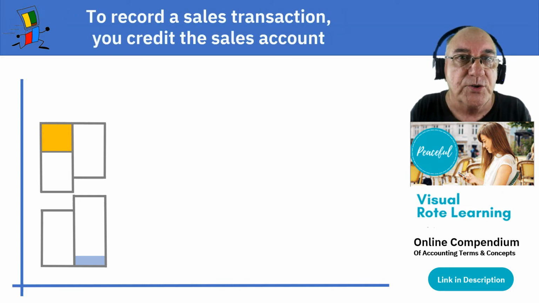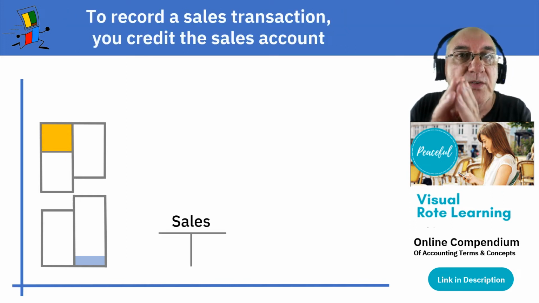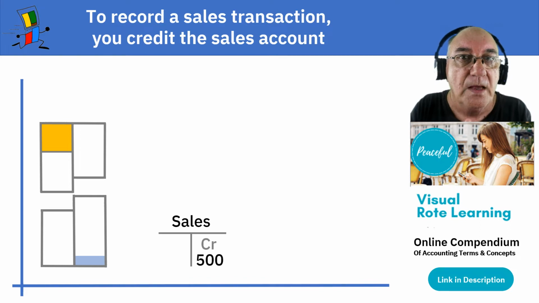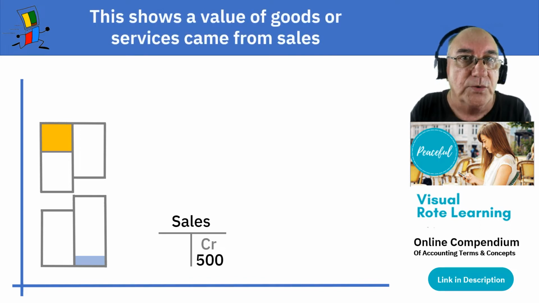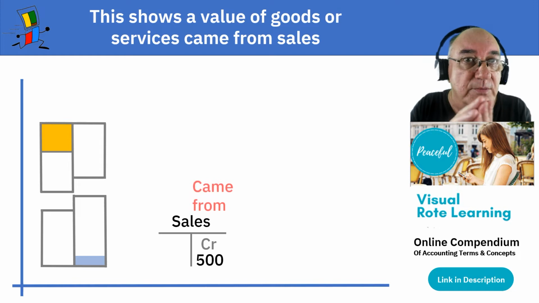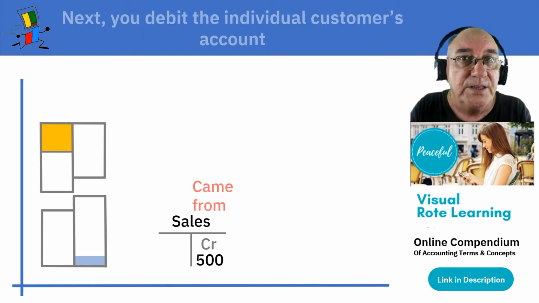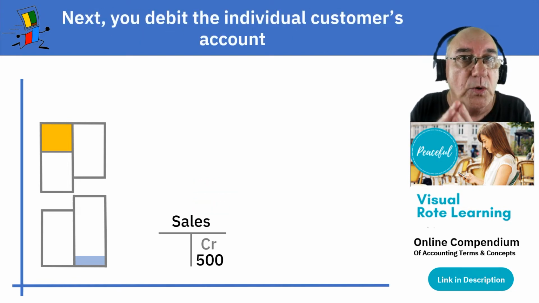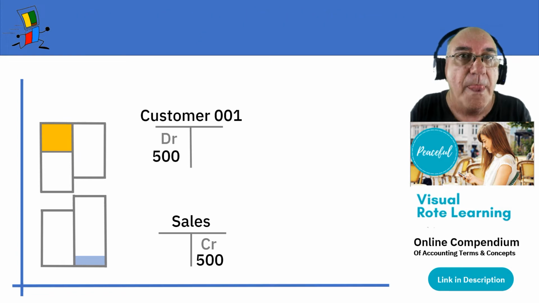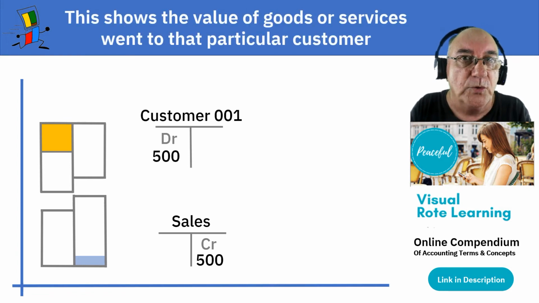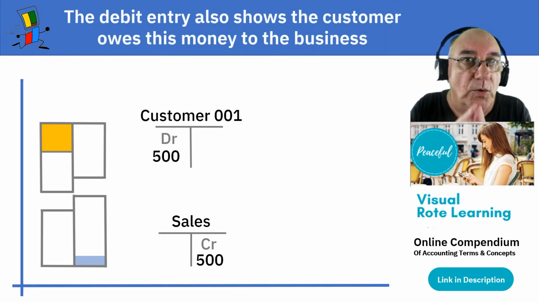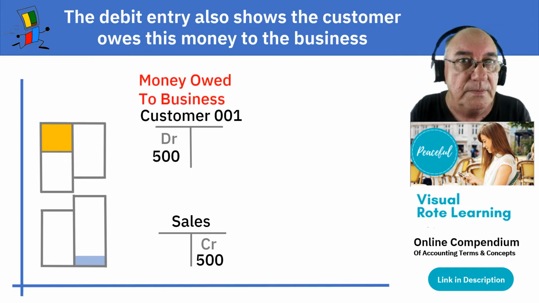To record a sale transaction, you credit the sales account. This shows a value of goods or services came from sales. Next, you debit the individual customer's account. This shows the value of goods or services went to that particular customer. The debit entry also shows the customer owes this money to the business.